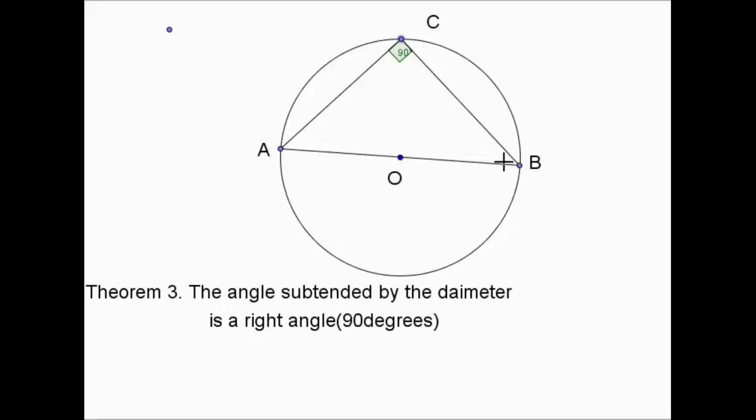And that in itself proves this theorem to be true, that the angle subtended at the center is twice the angle at the circumference, and that the angle in the diameter is 90 degrees. So if you notice, we've changed the triangle, the size of the angle remains the same. So we say the angle subtended by the diameter is a right angle.